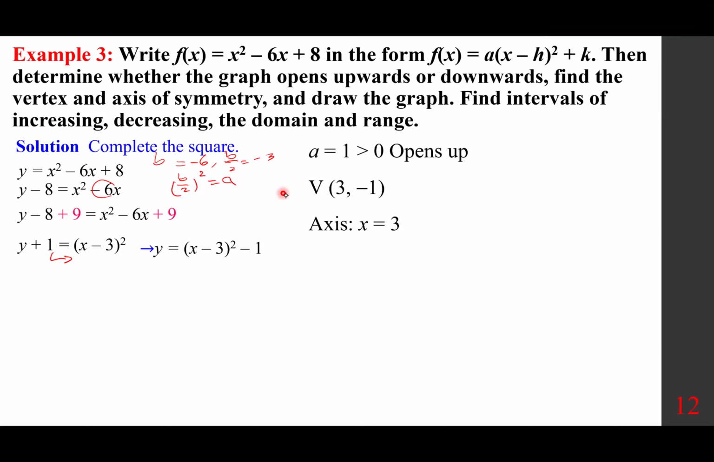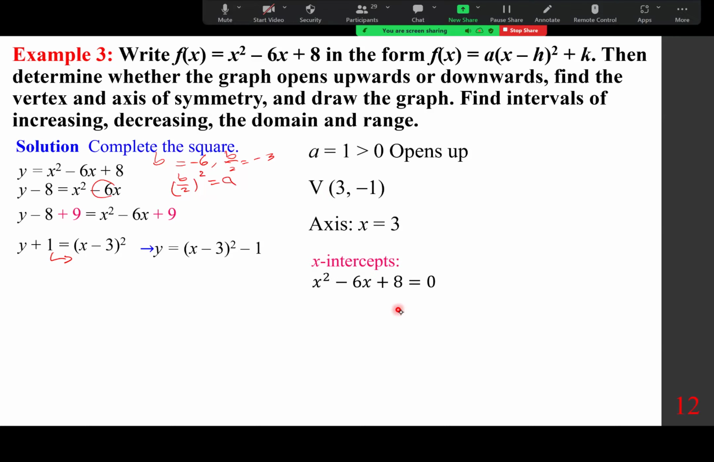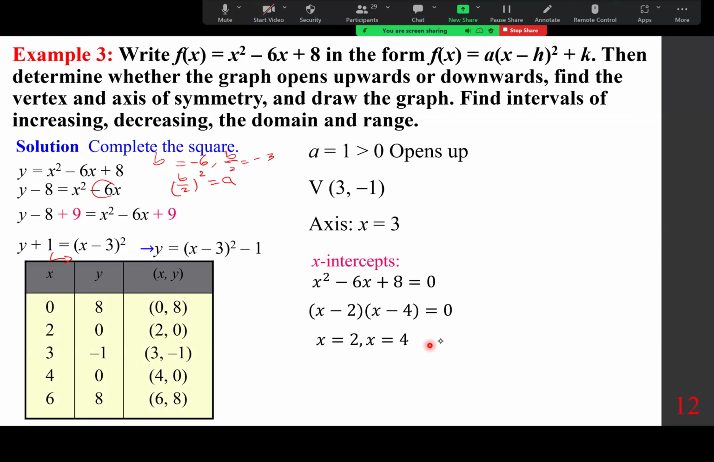We want to find the intercepts. We set this equal to 0. By the way, the y-intercept, if you go back to this, is simply 8, meaning 0, 8. For the x-intercepts, it's easier to set this equal to 0 and factor it into x minus 2, x minus 4, resulting in 2 and 4. So 2, 0 and 4, 0, those are the x-intercepts.